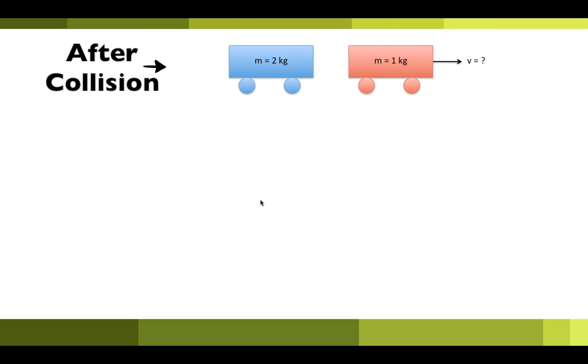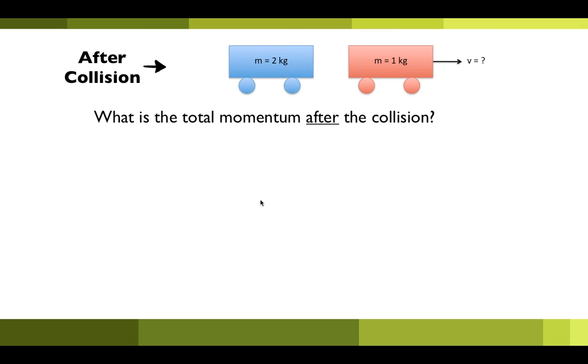So let's look at after the collision. So what is the total momentum after the collision? Well, we should already know that answer because it's the exact same as the total momentum before the collision. So we already calculated that to be 10 kilogram meters per second.